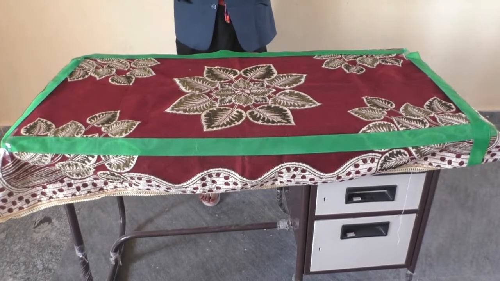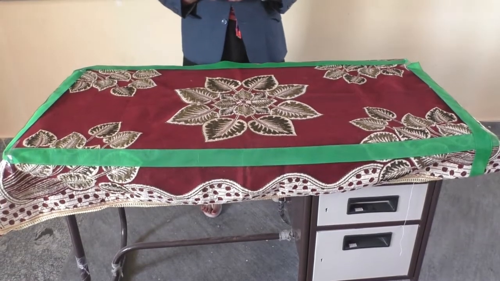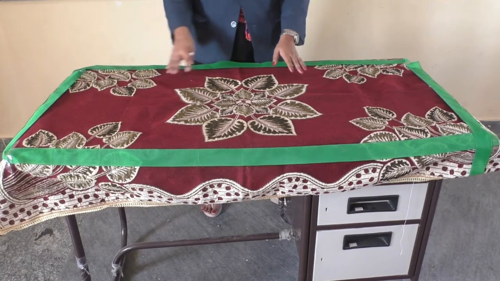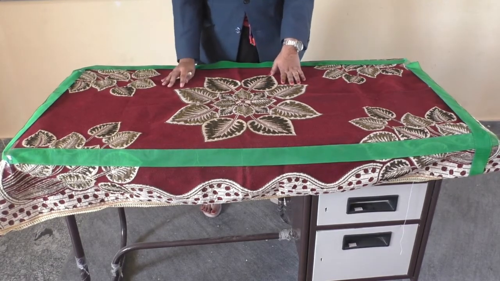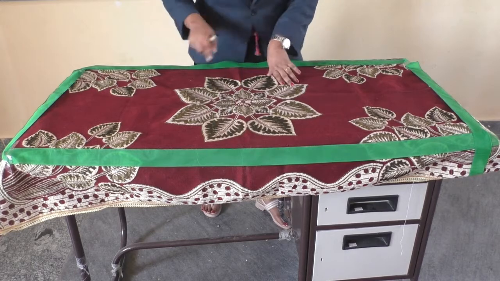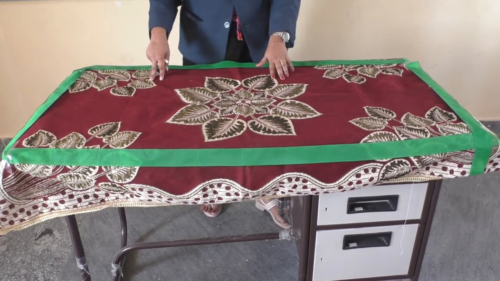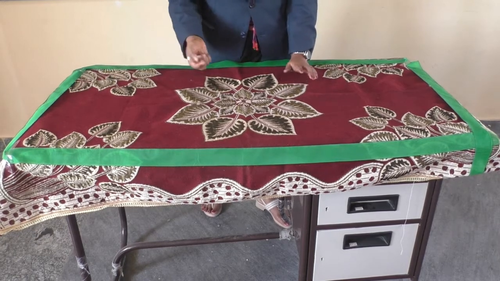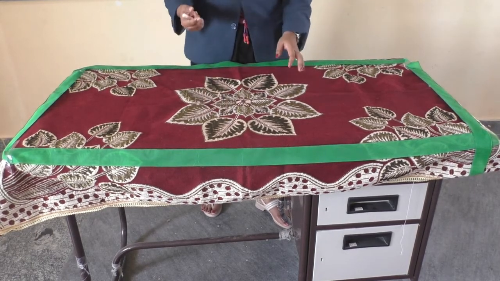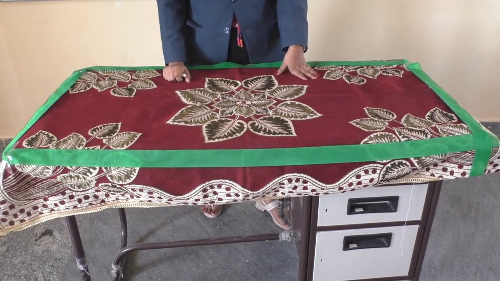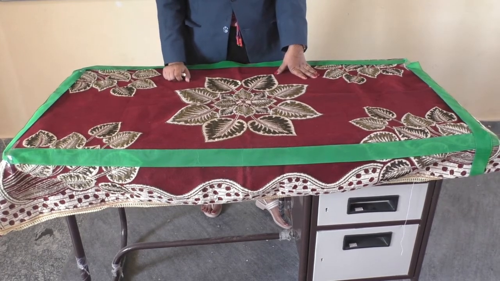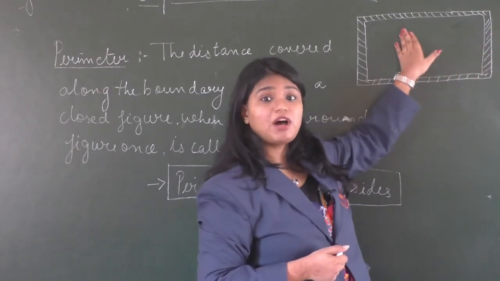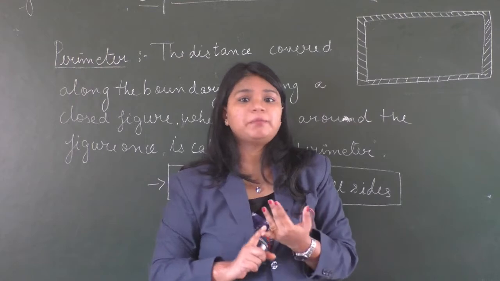Now let's understand where we need to calculate perimeter and where we need to calculate area. So here we have a table and I need to cover the top of the table with this cloth and I need to decorate the edges with the ribbon. Now how will I know the measure of the cloth required to cover the tabletop and the measure of the ribbon required to decorate the edges? Let's understand with the help of the definition of perimeter and area. To find the distance covered along the boundary of a closed figure, we find the perimeter.